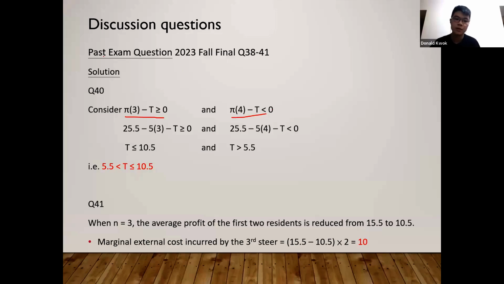All right, so the profit function would simply be 25.5 minus 5n. Just plug in 3 and 4, and we have the expression here. Solving this compound inequality, we will have t to be between 5.5 and 10.5.